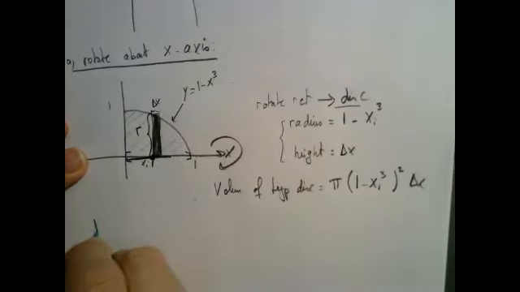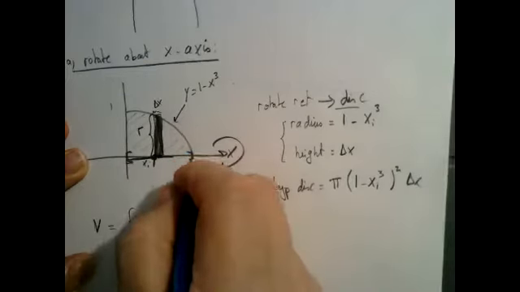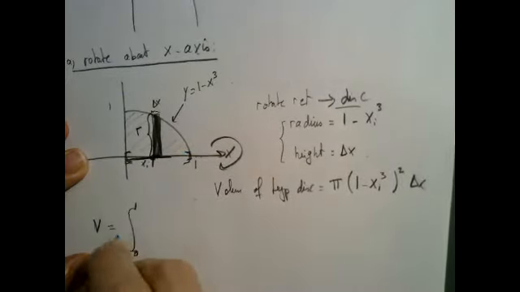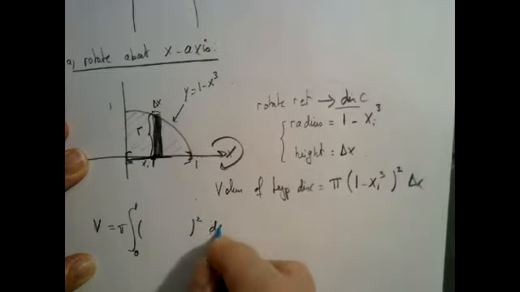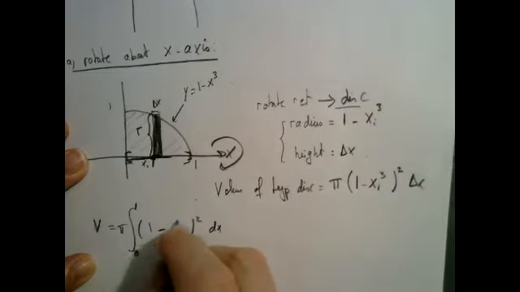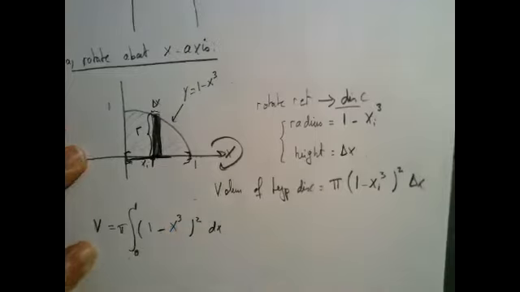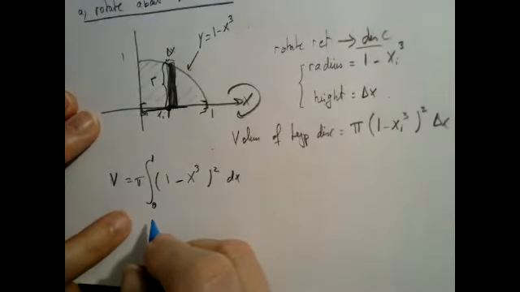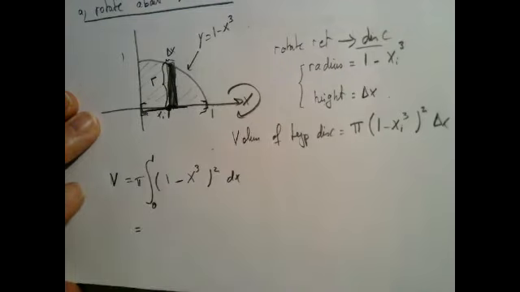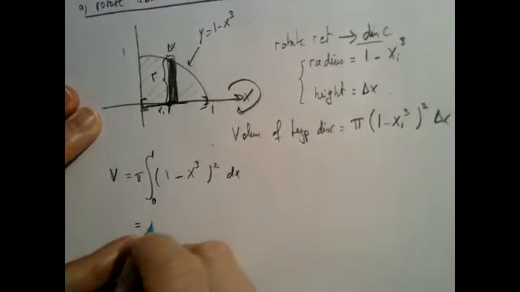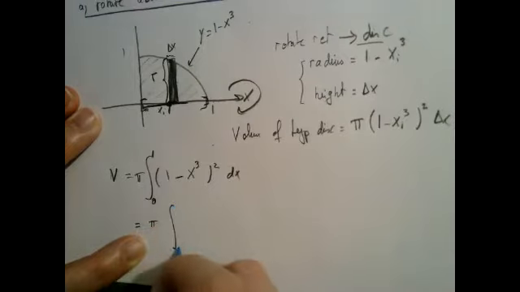So now the total volume is the integral. The interval should be from 0 to 1 of pi times (1 minus x cubed) squared dx. Just put it on chat if you can't answer.